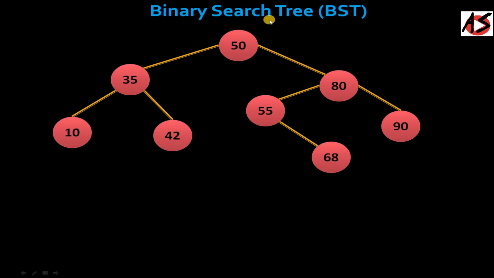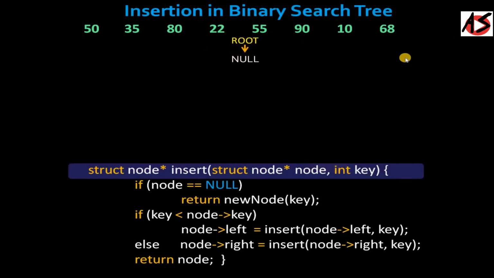So in short, a binary search tree is a binary tree in which all nodes have 0, 1 or 2 children. And the additional property is that the left subtree of a node contains nodes with keys smaller than the node's key, while the right subtree of a node contains only nodes with keys greater than the node's key. And the left and right subtrees must also be binary search trees. So we will see how to insert a node in a binary search tree using code.